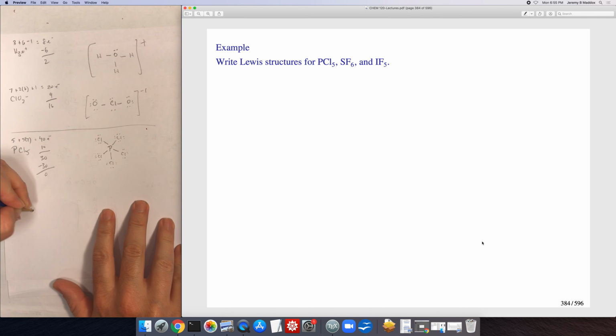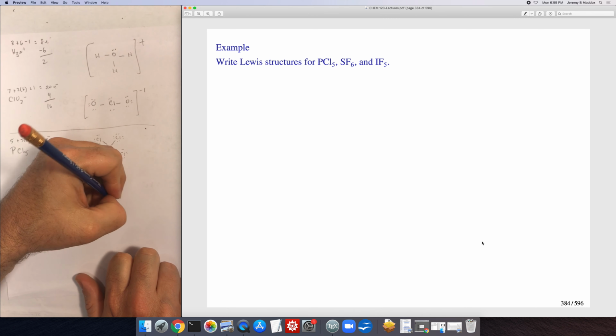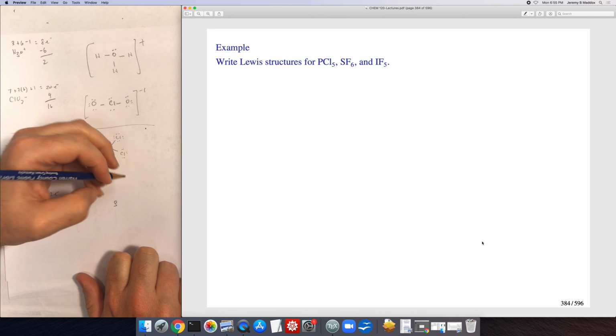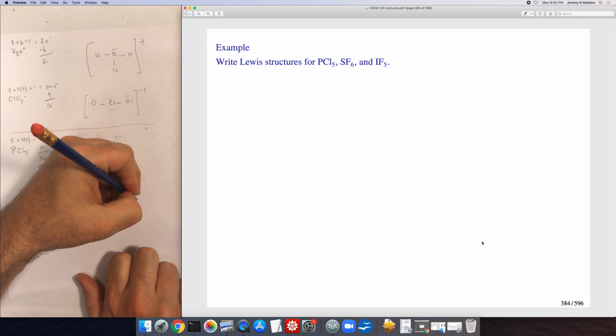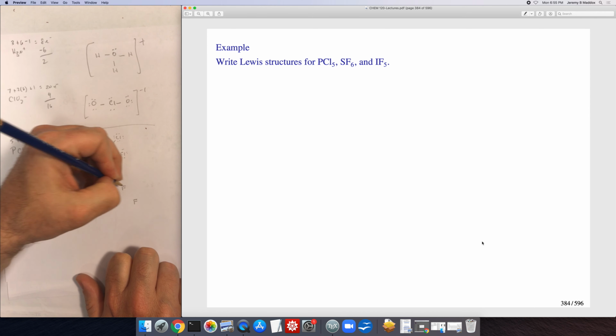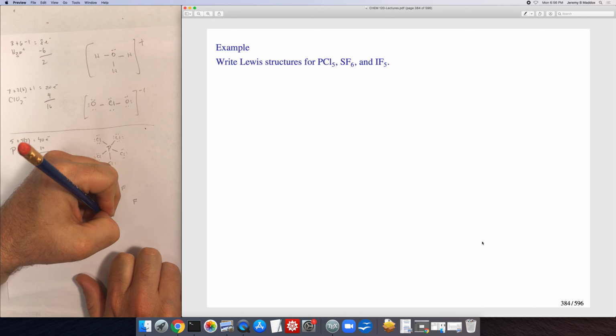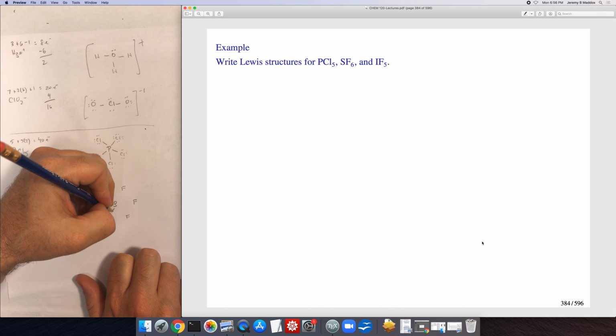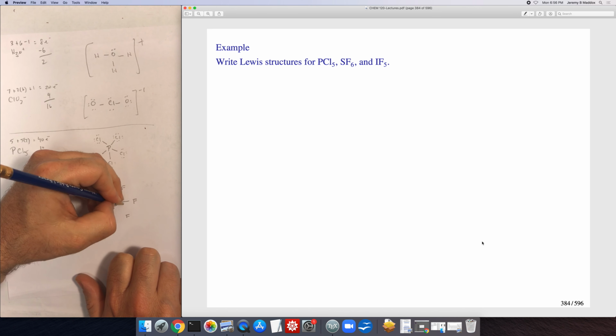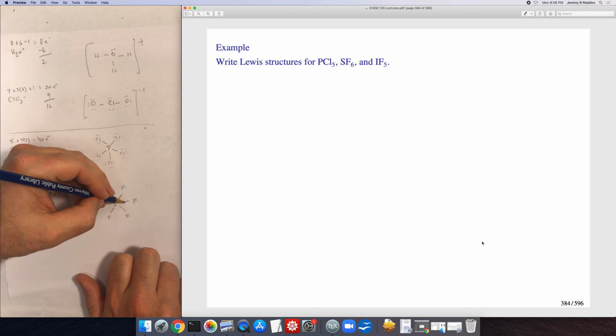Sulfur hexafluoride, this molecule exists. 6 valence electrons for sulfur, plus 6 times 6 for the fluorine, so we've got 42 electrons that we have to worry about. Sulfur is the more electropositive, so it goes in the middle, and we'll make a little hexagon of fluorine atoms around the center atom. We'll make our skeleton structure. Okay, so that's 2, 4, 6, 8, 10, 12.